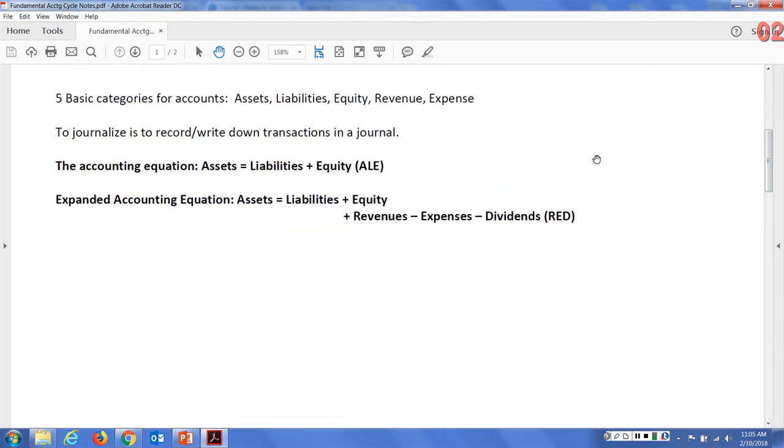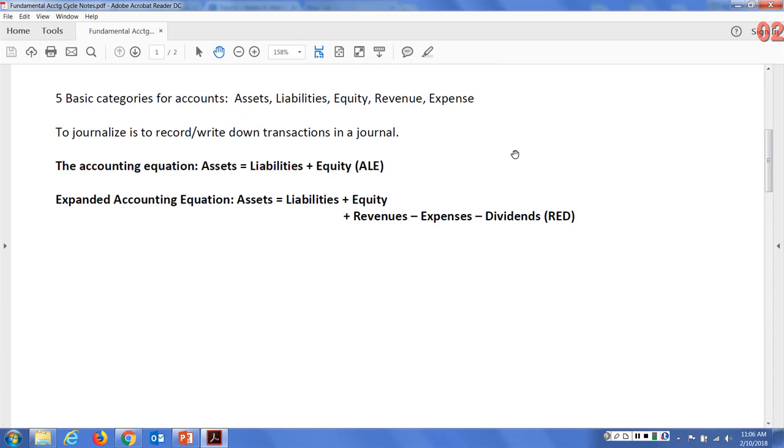Also remember there are 5 basic categories of accounts: your assets, liabilities, equity, revenue, and expenses. To journalize, sometimes we overlook and just assume students know what that means. It just means to record it or write something down, write down the transaction in a journal. So to journalize is just to write it down.